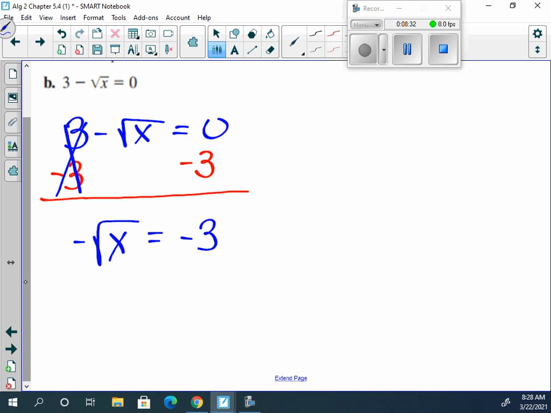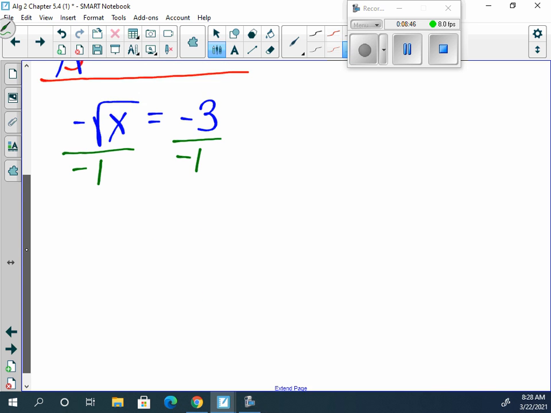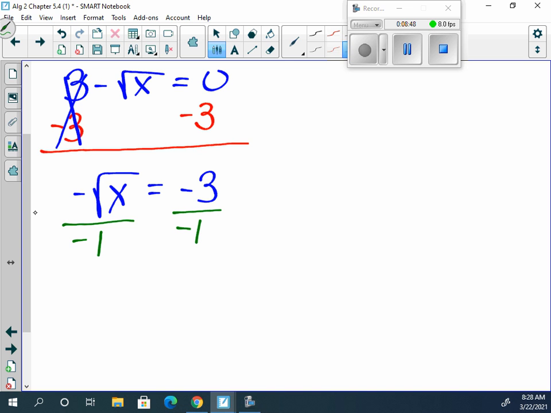So is the radical by itself? No, what's with it? Negative 1. So we can divide both sides by negative 1, or we can multiply both sides by negative 1. It will give us the same result. That we have the square root of x is equal to 3.